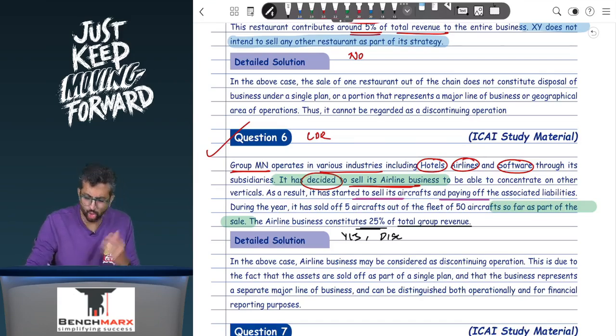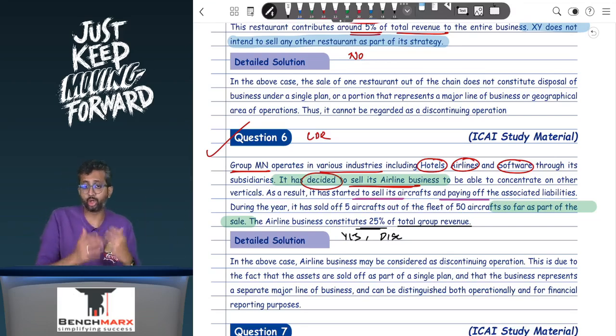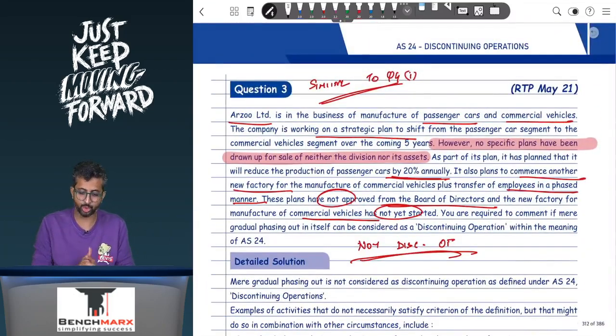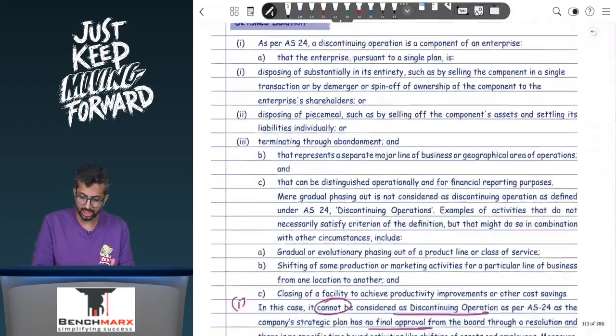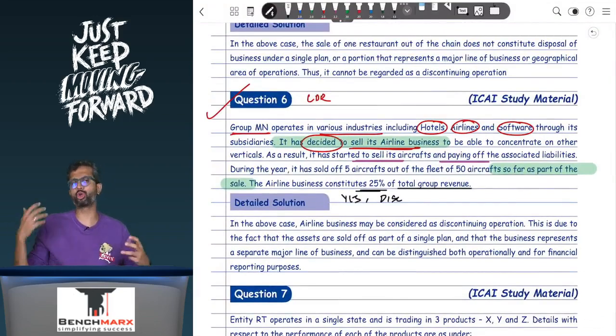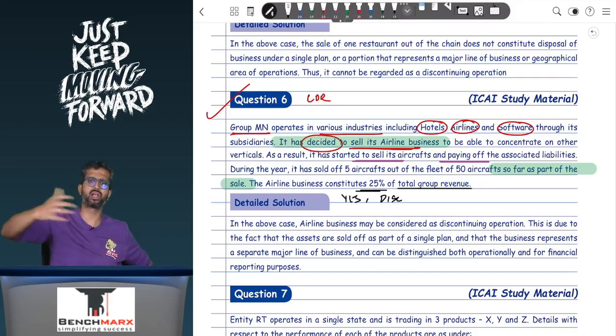So a student wants to usually differentiate question number 6 with question number 3 or 4. In 3 or 4, the plan was not finalized. In 6, the company has decided. So this highlighted sentence is the difference. No specific plans were drawn up. Whereas here it says that it has decided to sell. It's not contemplating or proposing. It has decided. And pursuant to that plan, it has started to piecemeal sell its aircraft.